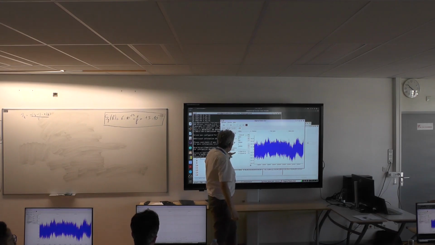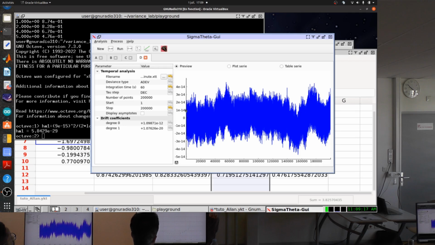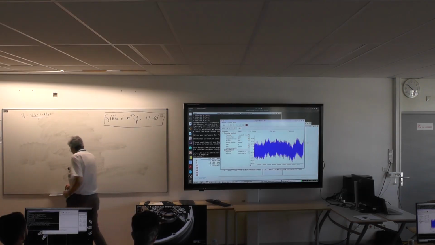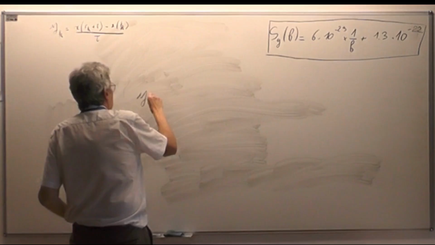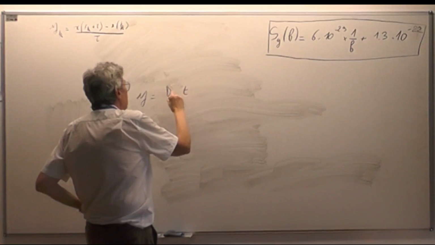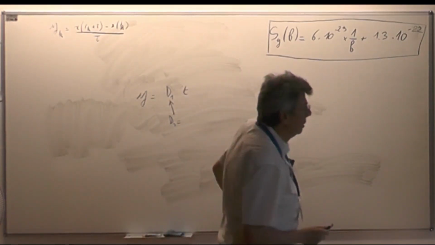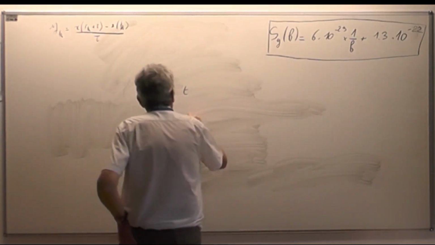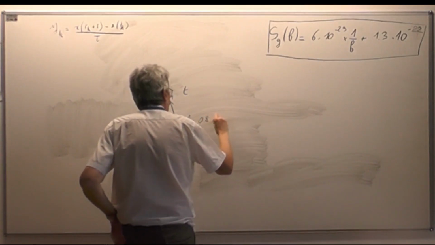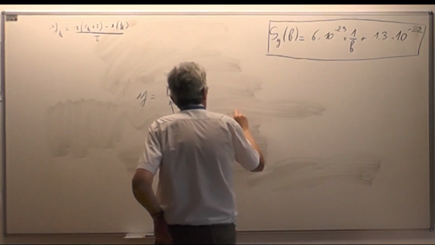What is possible to see also is that what we measure here is 1.07 10 to the minus 20. This is the coefficient of the drift. If you consider that you have an equation which is given by y equal d1 multiplied by t, d1 here is equal to 1.07 10 to the minus 20. Okay?